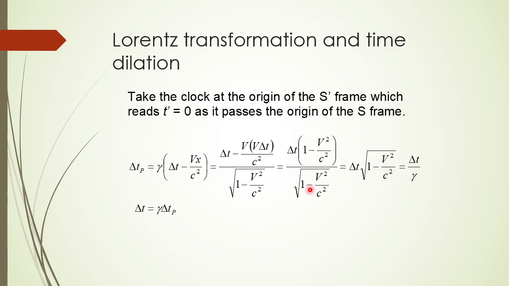It's basically a divided by square root a gives you square root a. Right? And then this square root of 1 minus v squared over c squared is 1 over gamma. So we get 1 over our Lorentz factor. So delta t is gamma times the proper time, which gives us back time dilation.